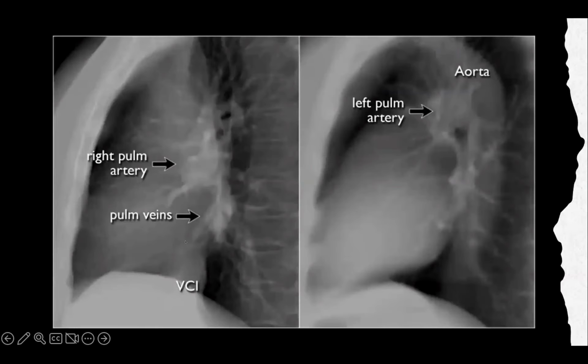Now, this is just a schematic diagram to show you all of this anatomy. This is a thick slab reconstruction from a CT scout, sagittal view. Pulmonary veins can be seen, but I don't want you, when you see an opacity on the lateral, to just comment on it as normal pulmonary veins. They're not always visualized, to be honest. And this is just a thick slab to show you the anatomy.